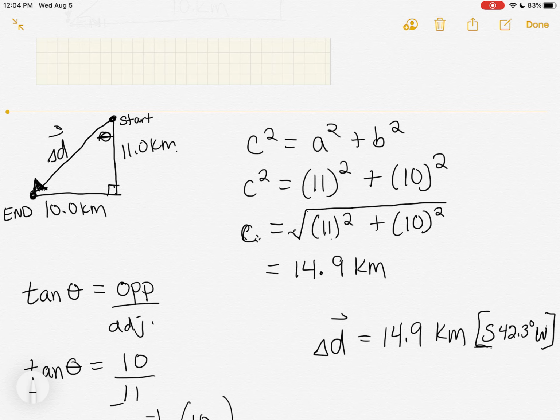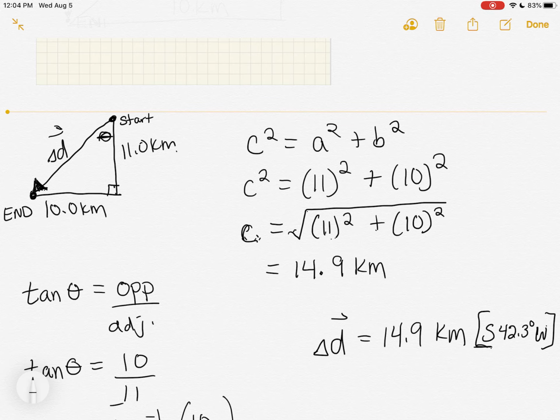Now, I want to give you two practice questions to work on for displacement, that we will then take up later.